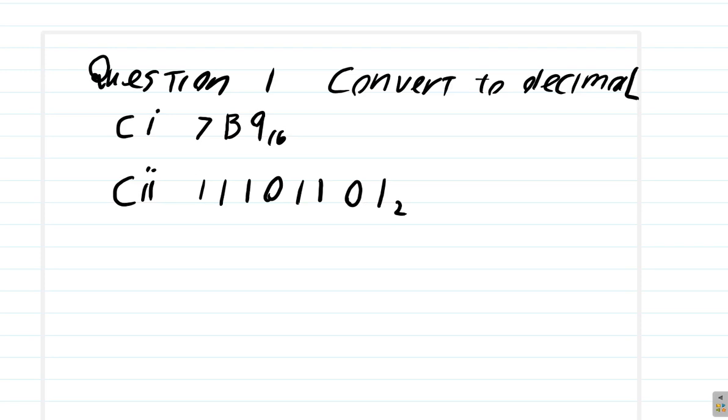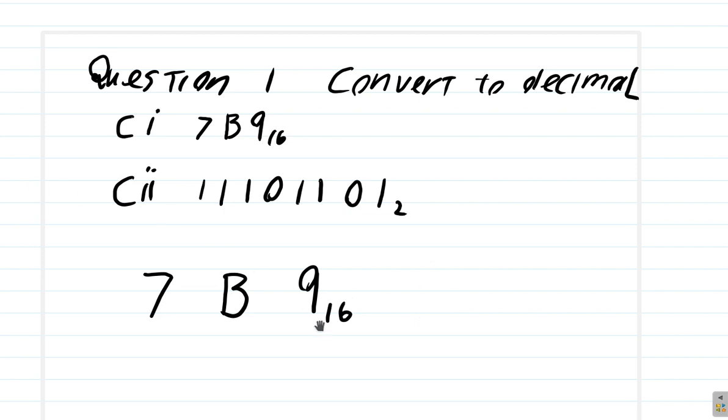We're looking at question 1, part C. We're supposed to convert numbers in other bases than decimal to decimal. Part 1C says we have 7B9 in base 16 or hexadecimal, right? And we're to convert this to decimal.